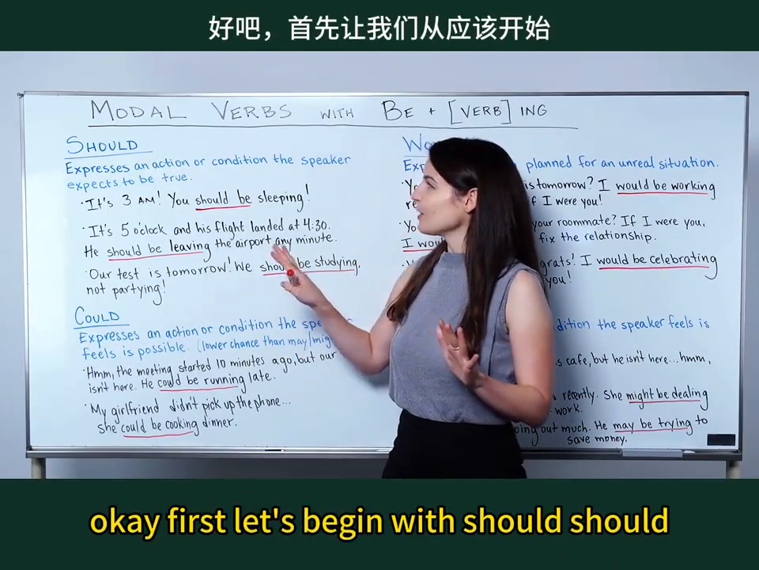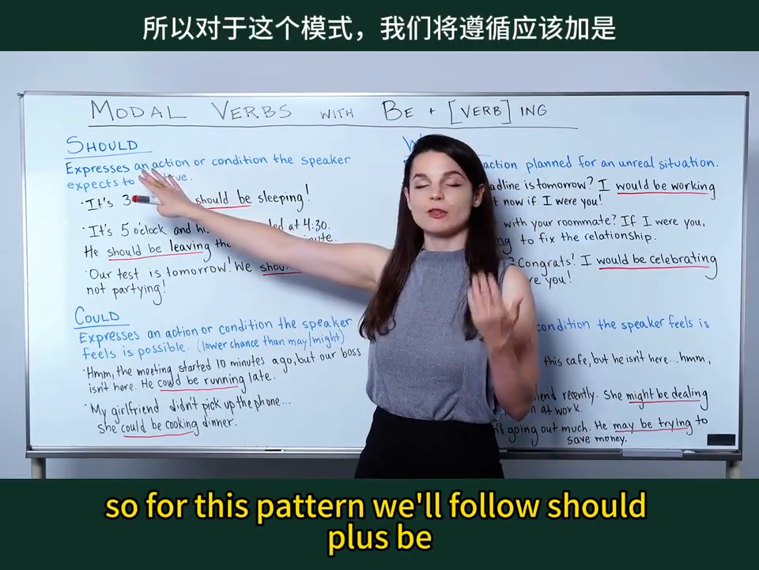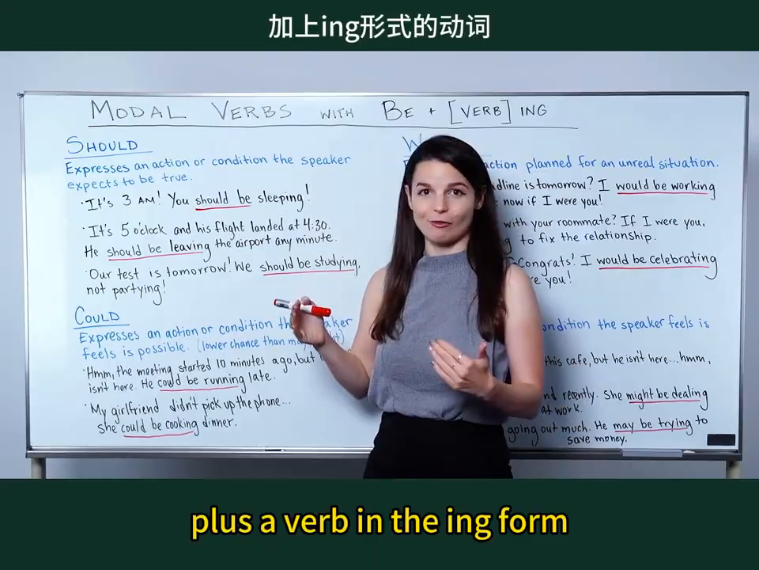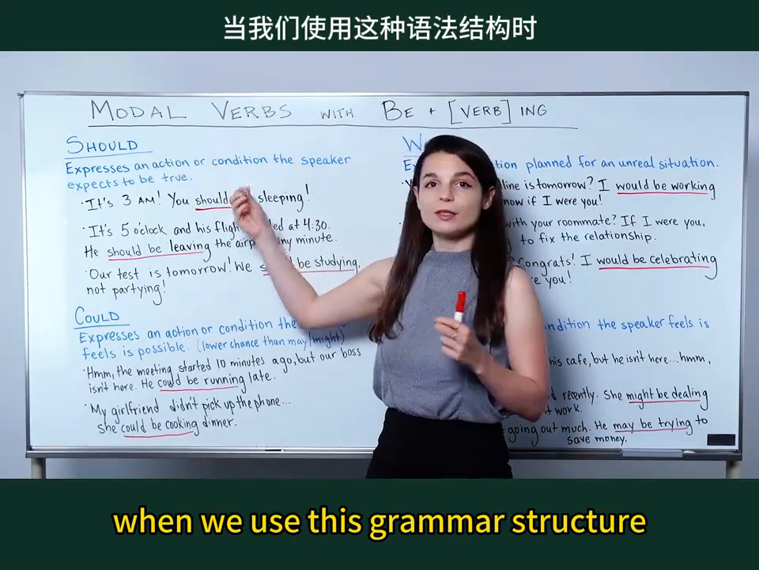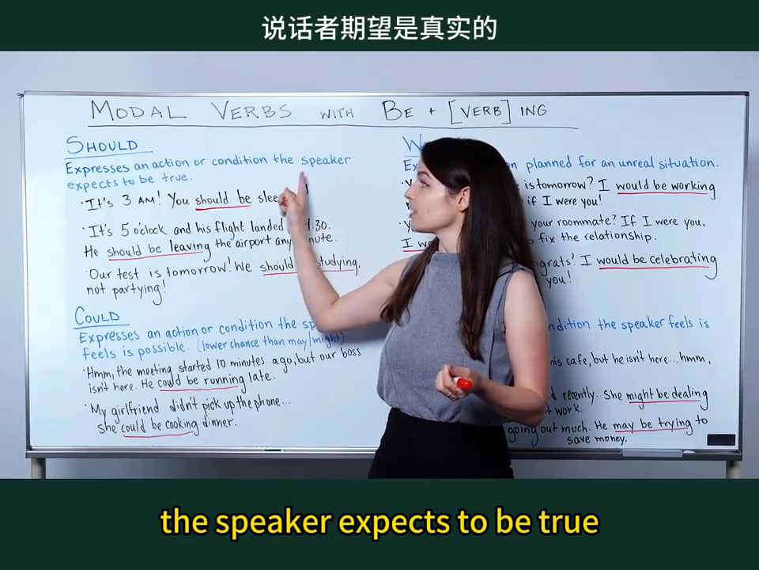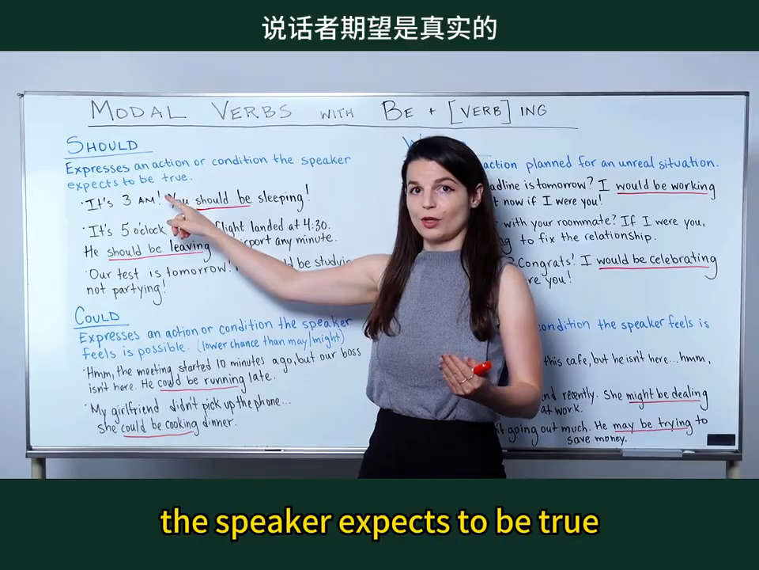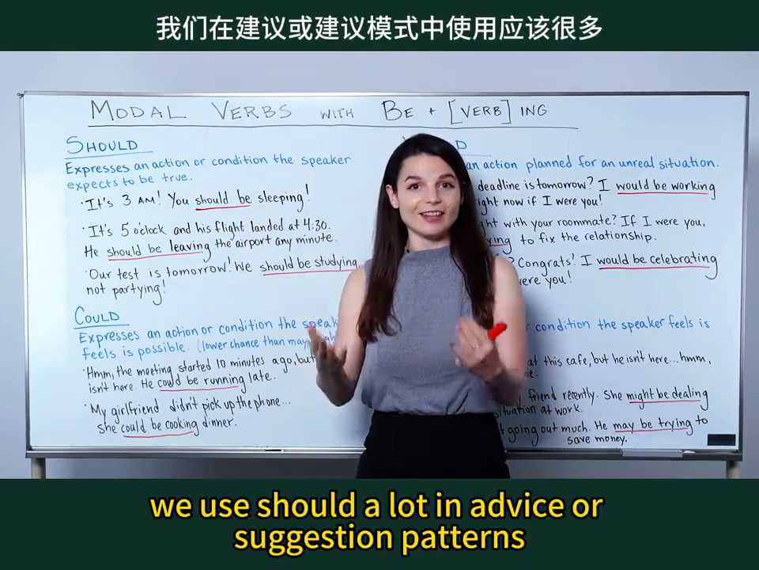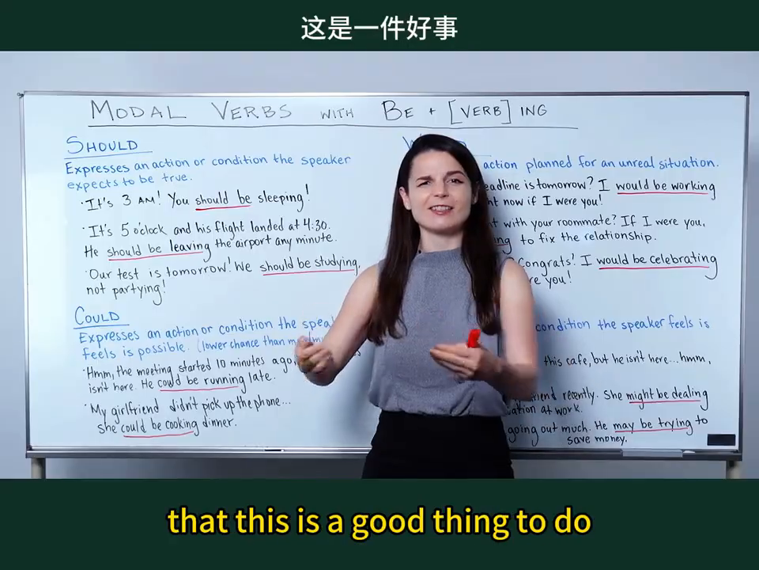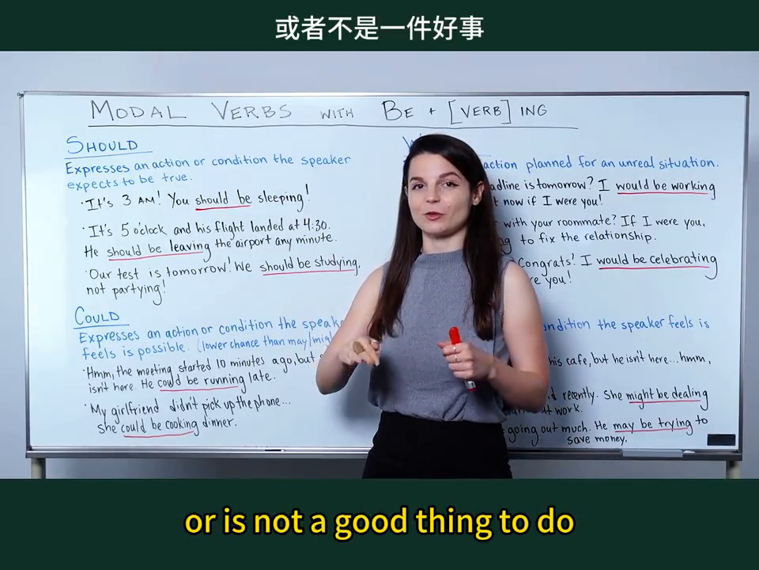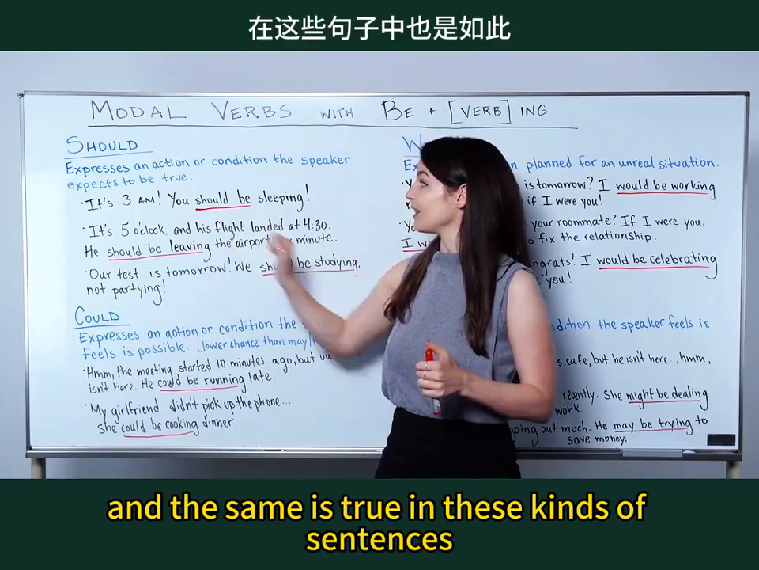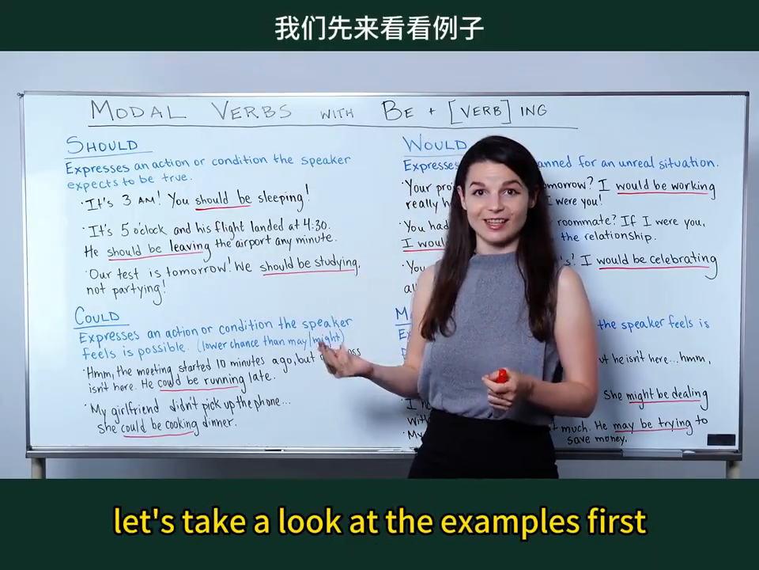Okay, first let's begin with should. So for this pattern, we'll follow should plus be plus a verb in the ing form. So what does this mean? When we use this grammar structure, it expresses an action or a condition the speaker expects to be true. So remember, we use should a lot in advice or suggestion patterns, right? We have some kind of expectation or some kind of feeling that this is a good thing to do or is not a good thing to do. We use it to express a kind of expectation we have. And the same is true in these kinds of sentences. Let's take a look at the examples.